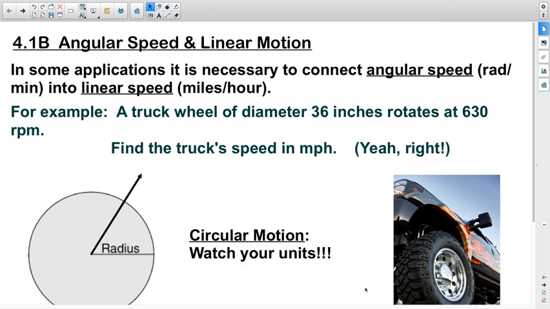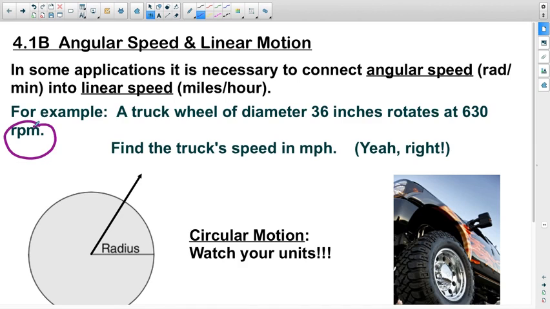So with some of the applications that we're going to have, we're going to be looking at what's called linear speed. So, for example, we have a truck wheel with a diameter of 36 inches that rotates at 630 RPMs. If you recall, RPMs means revolutions per minute. So it's going 630 revolutions every minute. That's what we know about the truck.